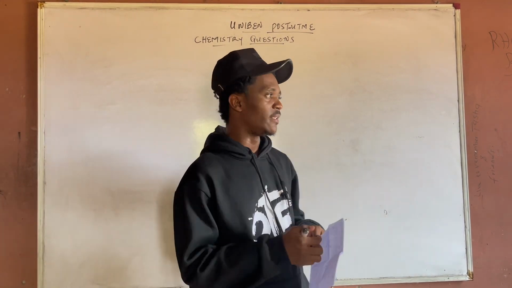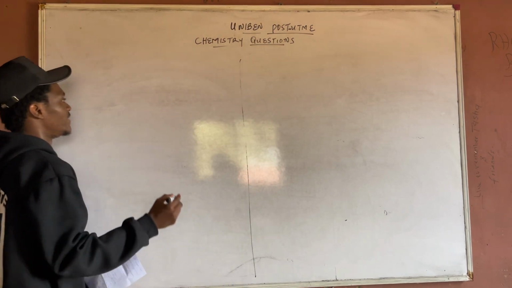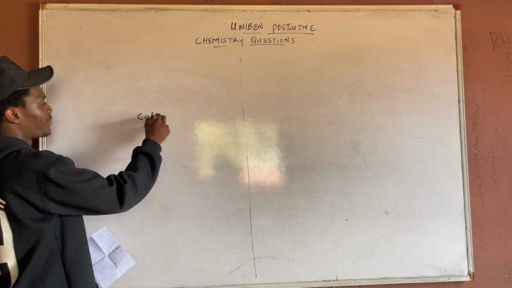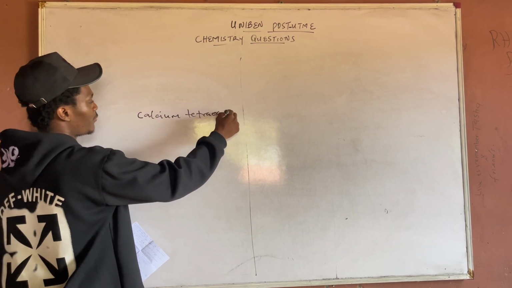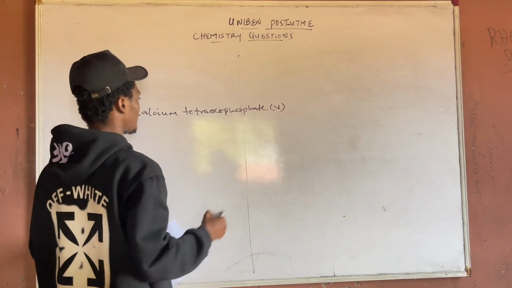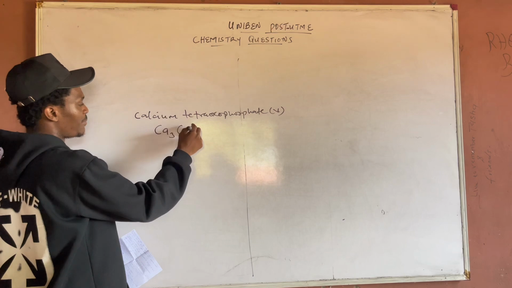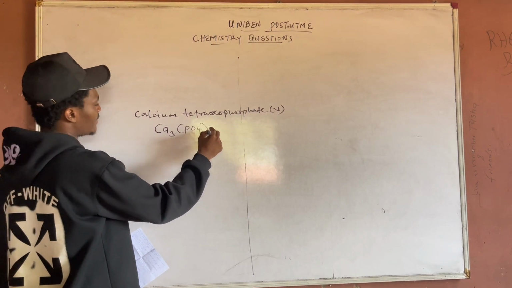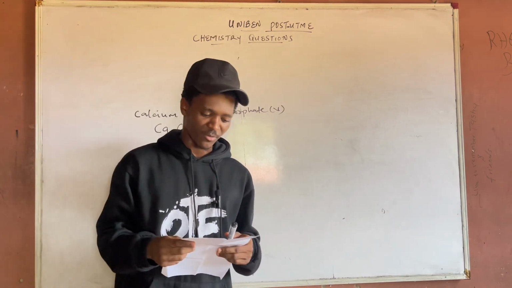Talking about the impurity, like I said, the impurity that you can get in it is actually calcium tetrahydrophosphate 5. All right, that is actually the impurity. The formula is written as Ca3PO4 then 2. All right, so this is actually calcium tetrahydrophosphate 5.